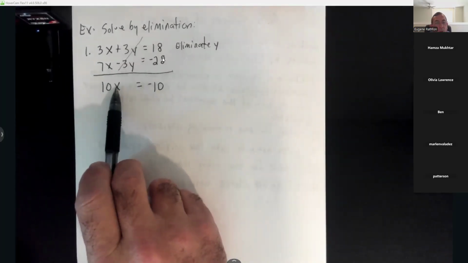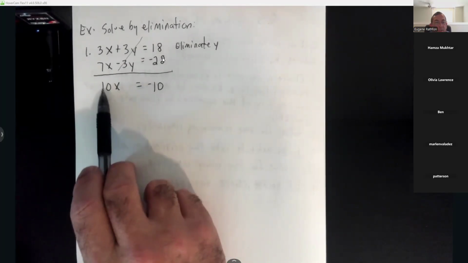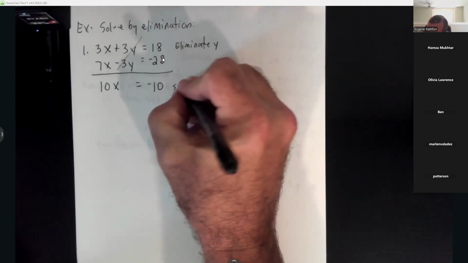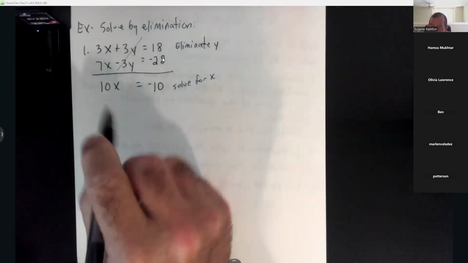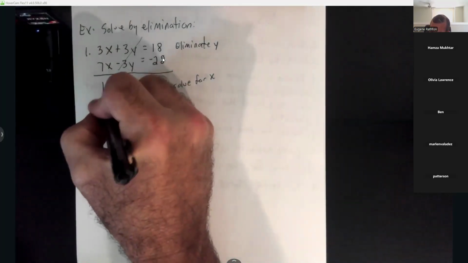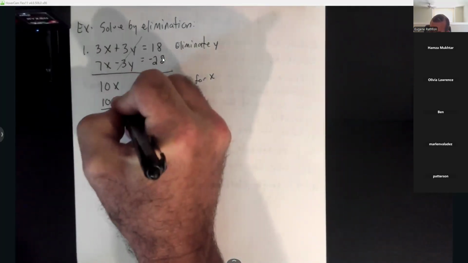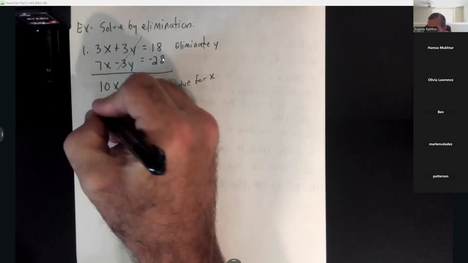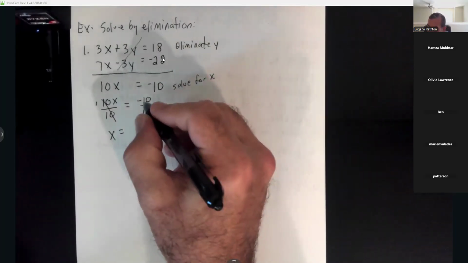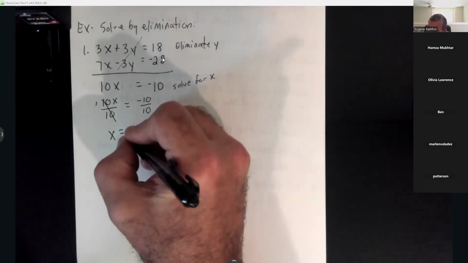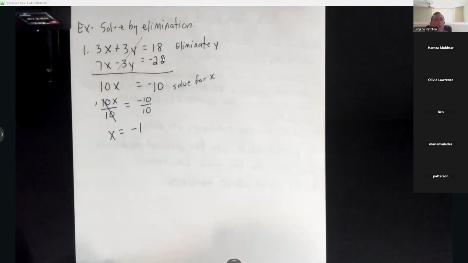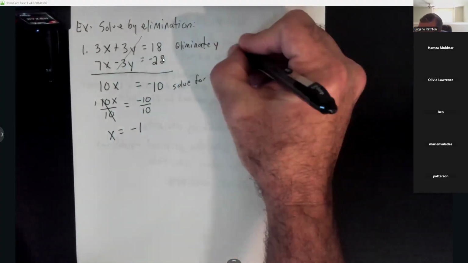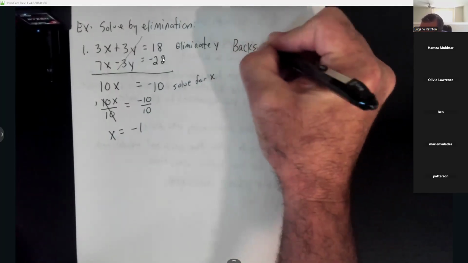So notice, we now have one variable and one equation sitting here. So now what we want to do is solve for the x. And to solve for x, I just got to divide this thing. So I got 10x divided by 10. That's going to equal negative 10 divided by 10. So that cancels, giving me a 1x over there. And that's a negative divided by positive, so that's going to give me a negative 1. So we now know that x is negative 1, okay? So what we want to do now is back substitute.